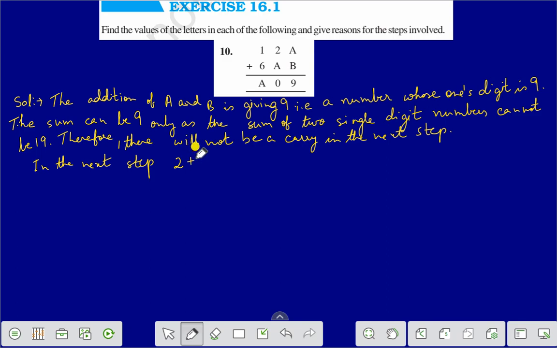2 plus A equal to 0 is possible only when A is equal to 8. Therefore 2 plus 8 is equal to 10.